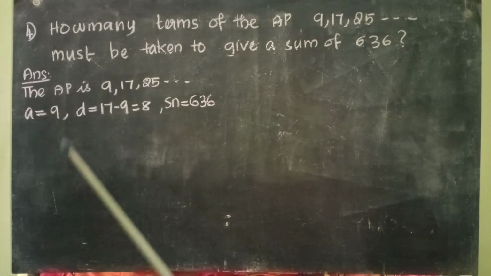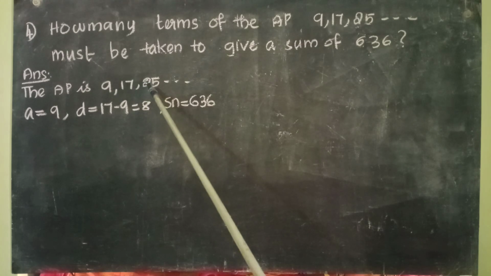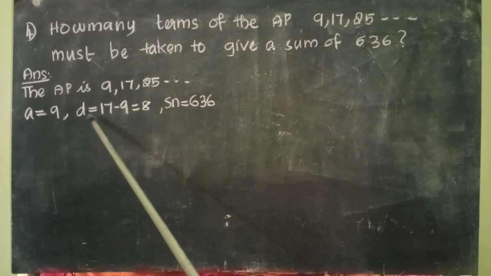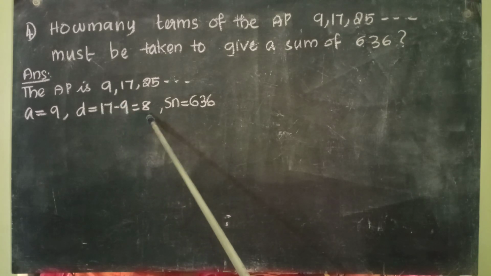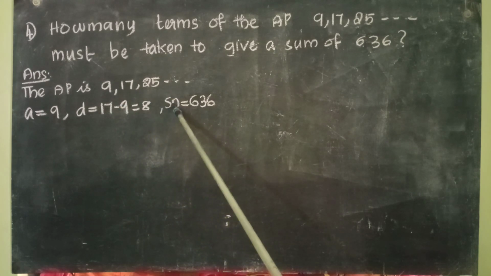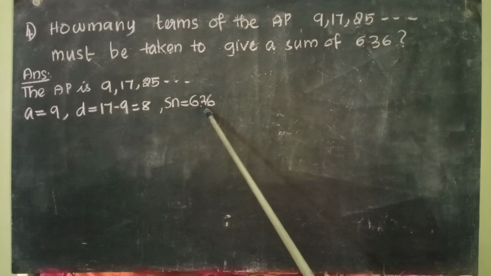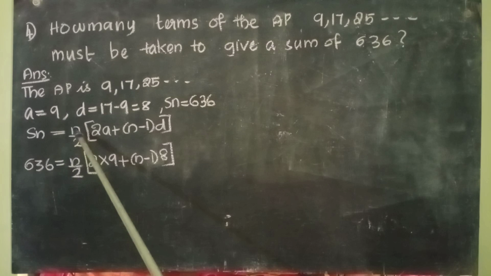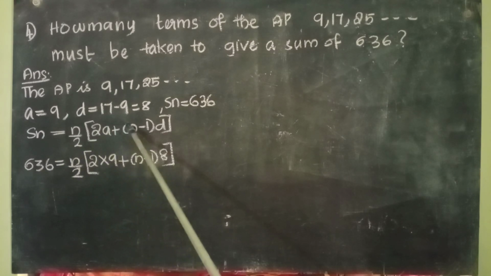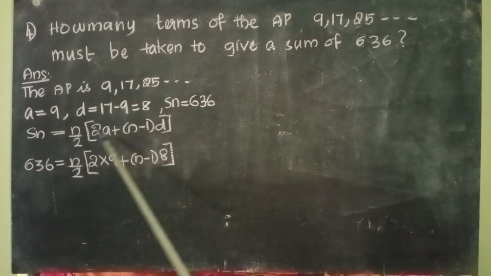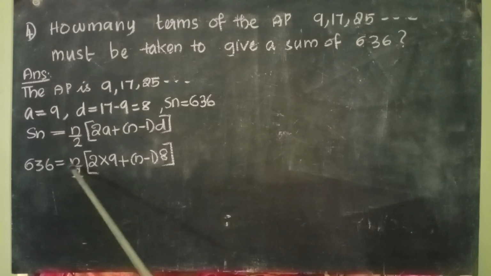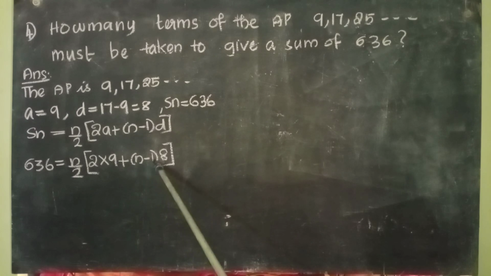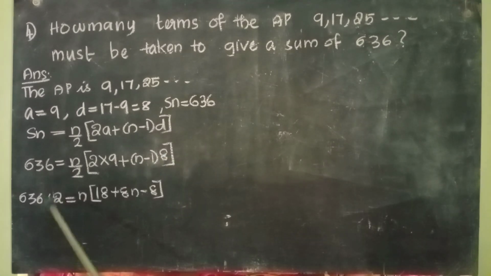The AP is 9, 17, 25, etc. a equal to 9. d equal to 17 minus 9, that is equal to 8. Sn equal to 636. We can start with the Sn. Sn equal to n by 2 into 2a plus n minus 1 into d. That is 636 equal to n by 2 into 2 into 9 plus n minus 1 into 8.